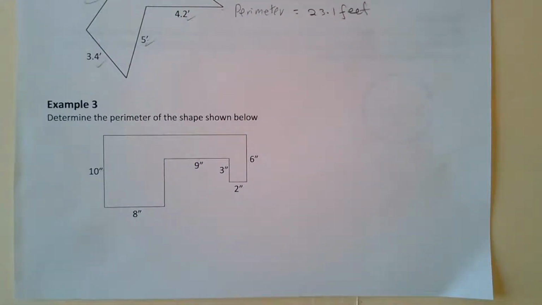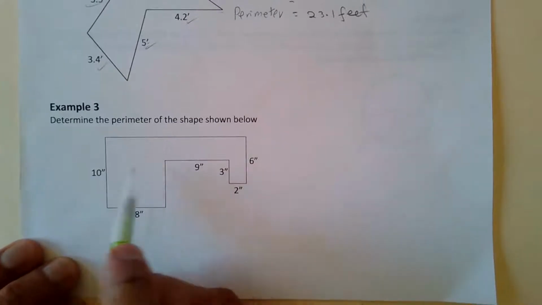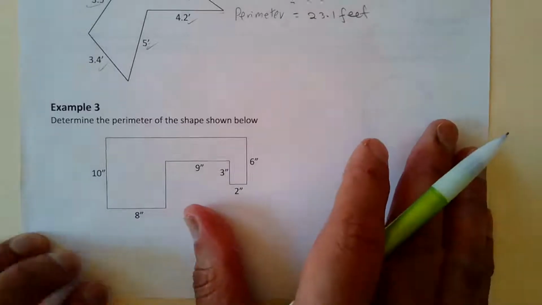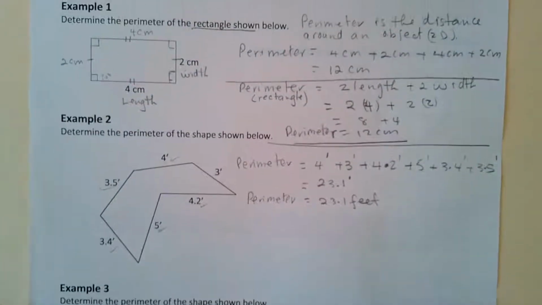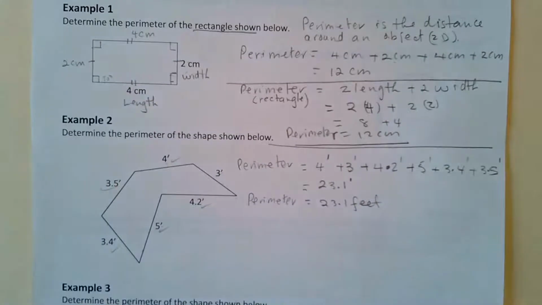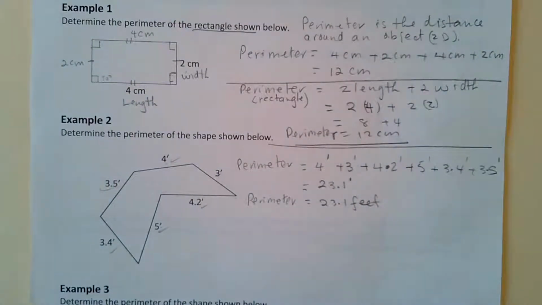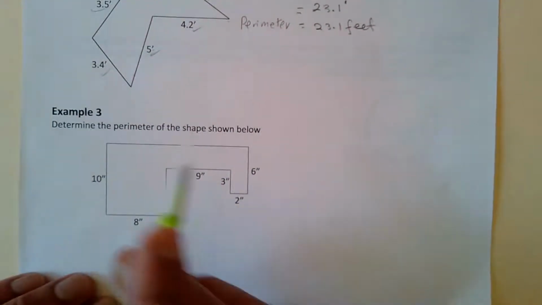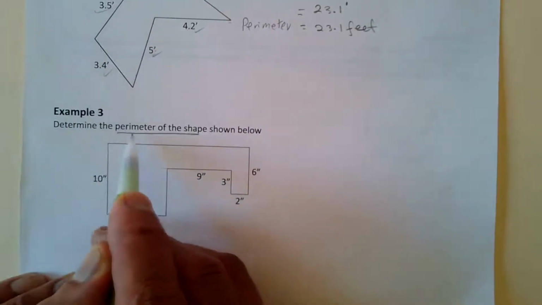Now the next shape, we can't put a name to it. But what we know, we can break up or section up this shape. We know how to find the area of a rectangle, the perimeter of a rectangle. We can do that. Now, later on, I'll show you when we find the area, we have to section it up. But right now, because we're asked to find the perimeter, we don't need to section this up.